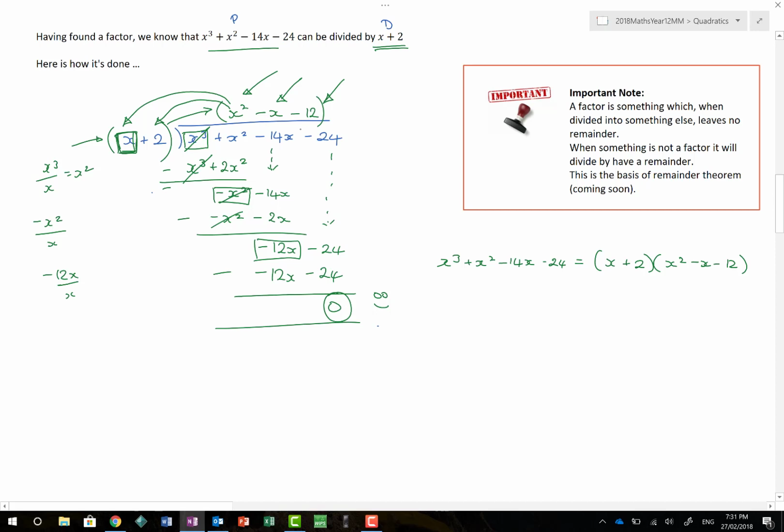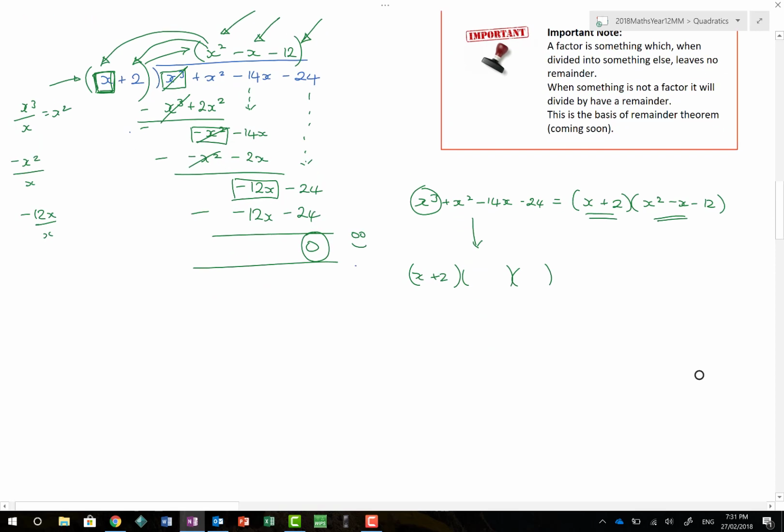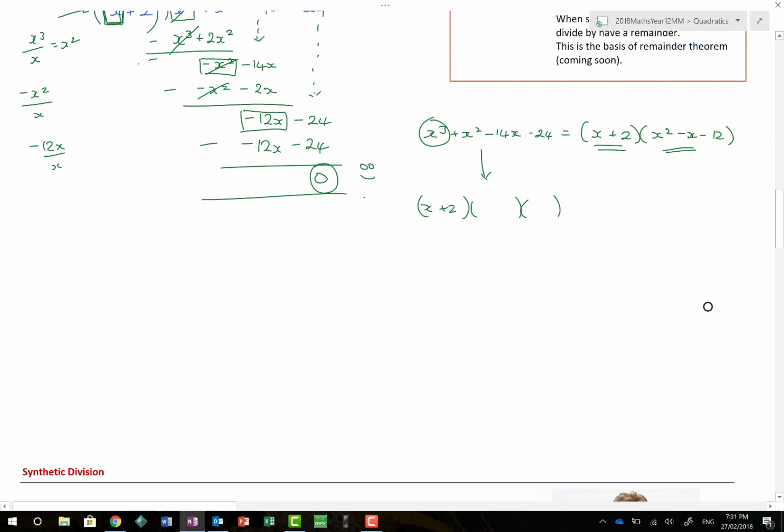Have we finished? No, because remember, as an endgame, we are trying to get this into 3 sets of brackets, right? Because it's a cubic, it should be 3 sets of brackets. We've already got the x plus 2 from here. We now need to come up with the others. We know that that is a quadratic.